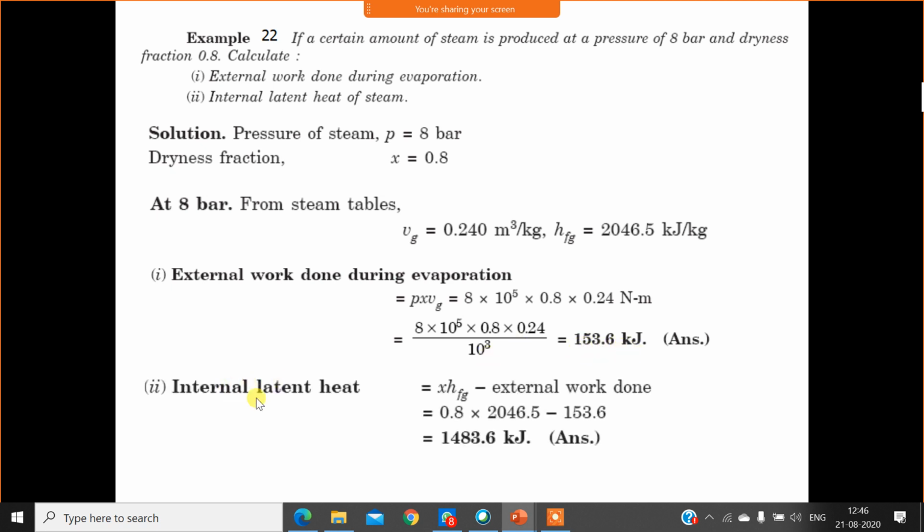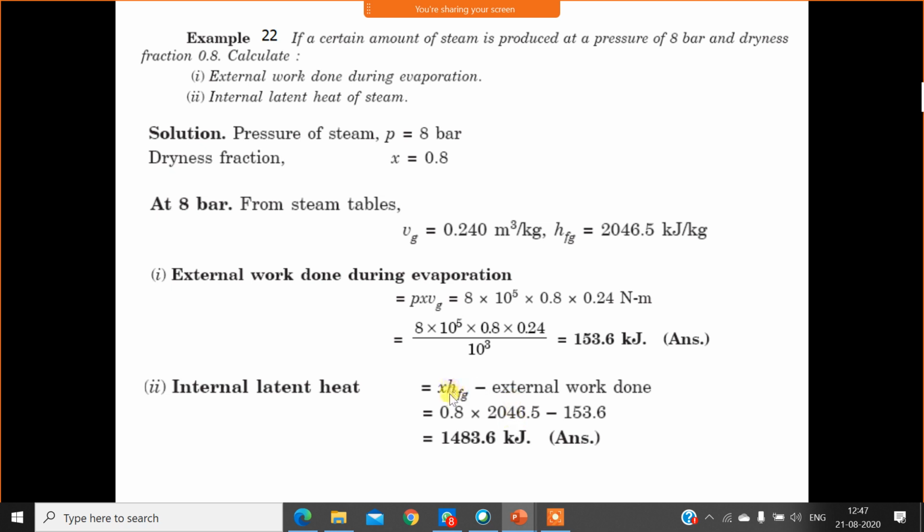Next, internal latent heat. Internal latent heat is the latent heat minus external work. The latent heat required is hfg, but the steam is wet, therefore we multiply with x: x hfg minus external work. Now x is 0.8, hfg is 2046.5, minus work, which is 153.6.